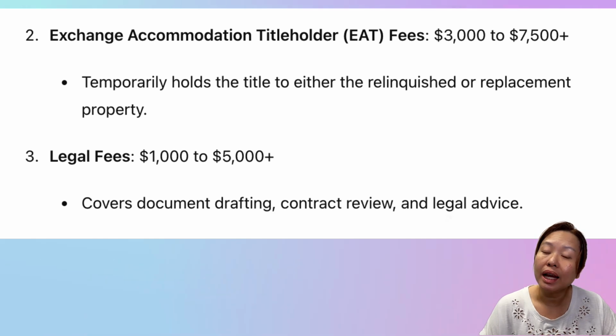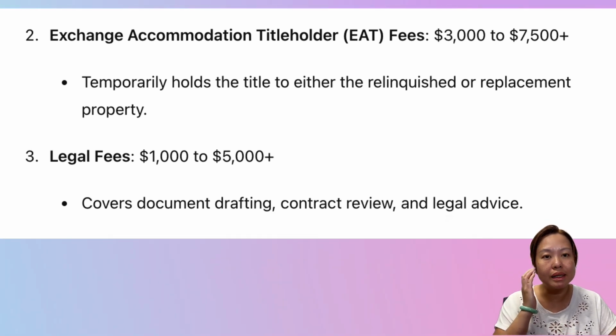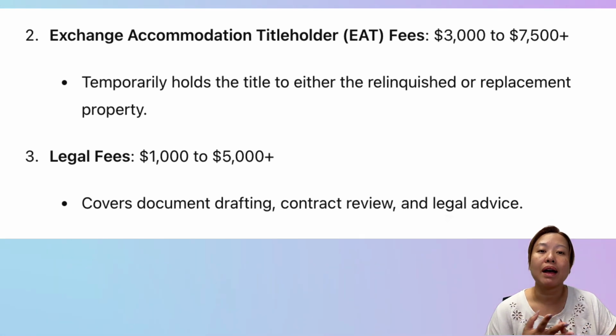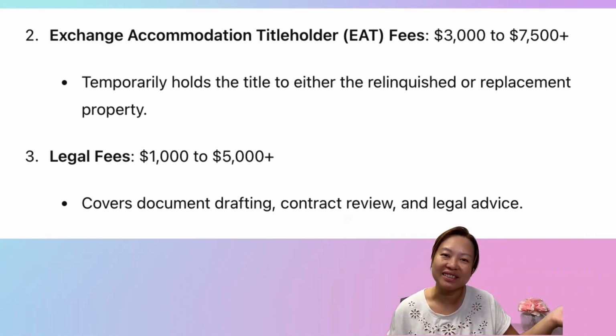The third thing is legal fees. The costs range from $1,000 to $5,000 or more. Legal fees cover the cost of drafting documents, reviewing contracts, and providing legal advice during the exchange process. Complex transactions might require more extensive legal services. That's why they're the higher fees, right?